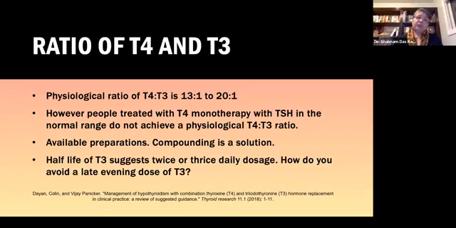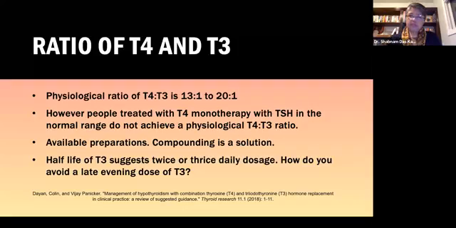People who've been treated with T4 monotherapy, not on a combination therapy, with TSH in the normal range, and these are not people who are not feeling well. Many of them are feeling absolutely fine. Even they do not achieve a physiological T4 to T3 ratio. So the bottom line is we don't know whether achieving the physiological ratio is everything, or that is even something we need to look at. Or should you feel frustrated if you cannot achieve the physiological ratio? That is where you can look at the patient's symptoms as well as the labs and not focus on the labs only.